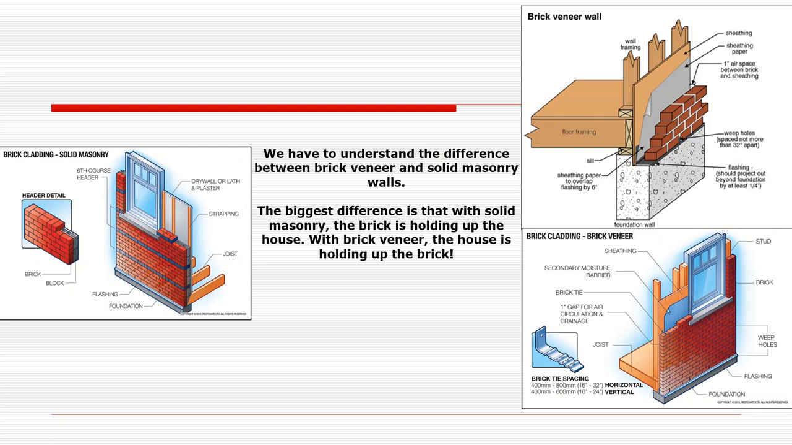So we talked earlier when we looked at that house about a brick veneer and a solid brick house. Okay, and so here we have two pictures: a brick veneer home on the right, and one that is solid masonry on the left. So the biggest difference is that with solid masonry or a true brick home, the brick is holding up the house. With brick veneer, the house is holding up the brick. Okay, so let's break that down a little bit.